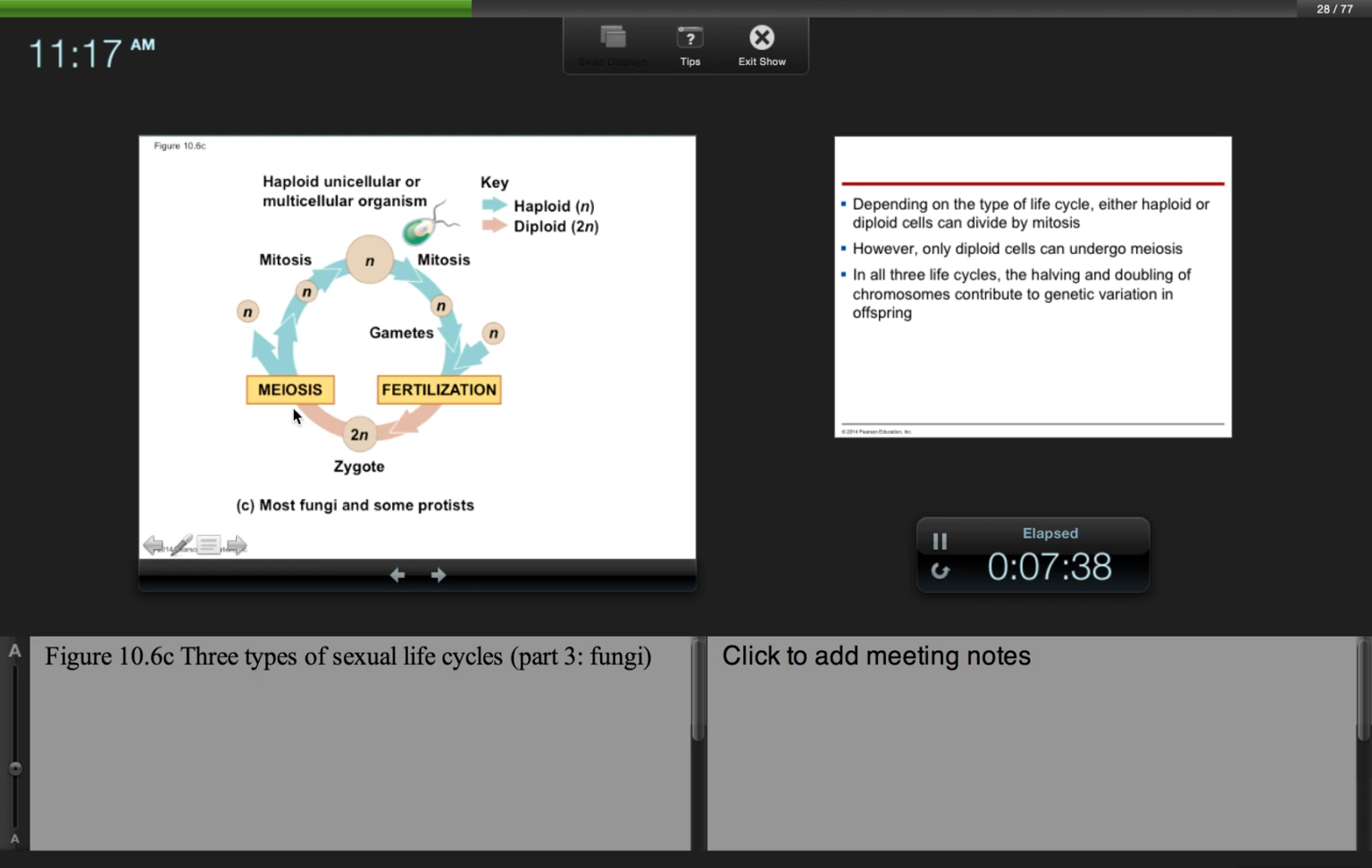Okay, so this diploid zygote, this is the only diploid stage of this life cycle. So the diploid zygote divides by meiosis to create haploid cells, and then that will grow into the haploid unicellular or multicellular organism through mitosis. And then through mitosis, gametes will be produced. It has to be mitosis because it's already a haploid number of chromosomes. So through mitosis, the organism produces gametes, which then the sperm fertilizes the egg to become the zygote.